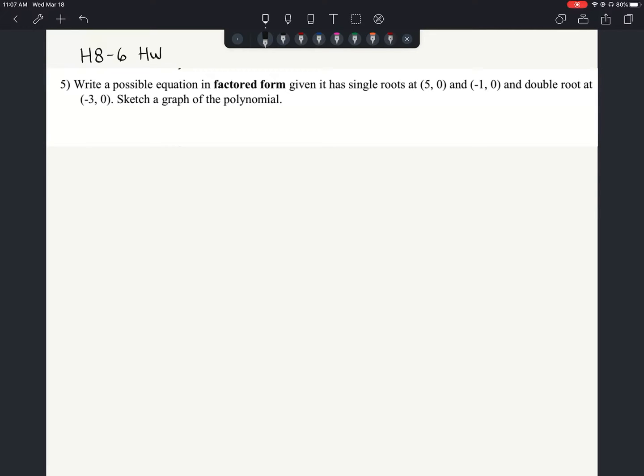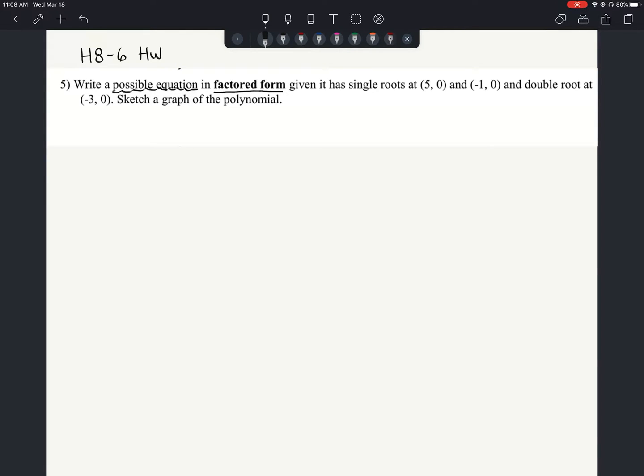This is problem number 5 from the H8-6 homework. It says, write a possible equation in factored form, given it has single roots at (5, 0) and (negative 1, 0), and a double root at (negative 3, 0). Sketch a graph of the polynomial. All right, so this is a possible equation. That means that there isn't one exact answer.